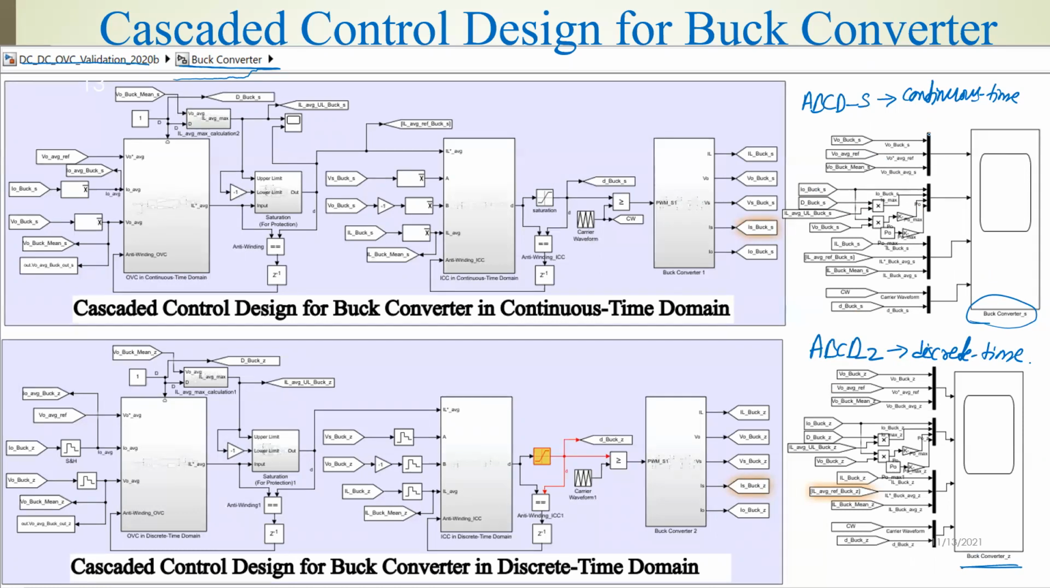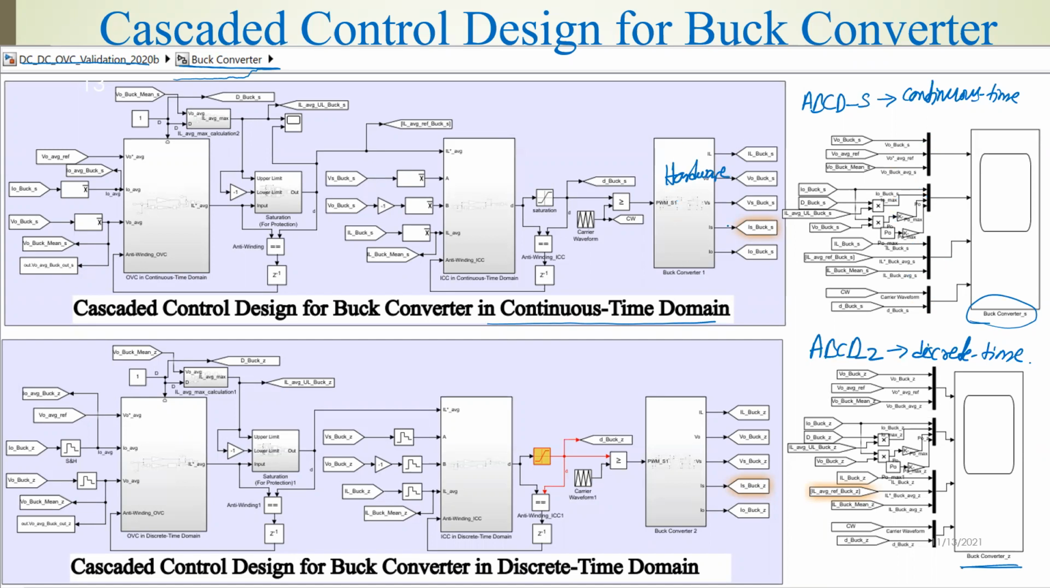For example, you can see the output voltage, the output current, the inductor current, and then your duty cycle and the carrier waveform. Let's first see the continuous time domain control implementation. So this is our hardware. Inside this we have our electric circuit, which we will see in the next slide.